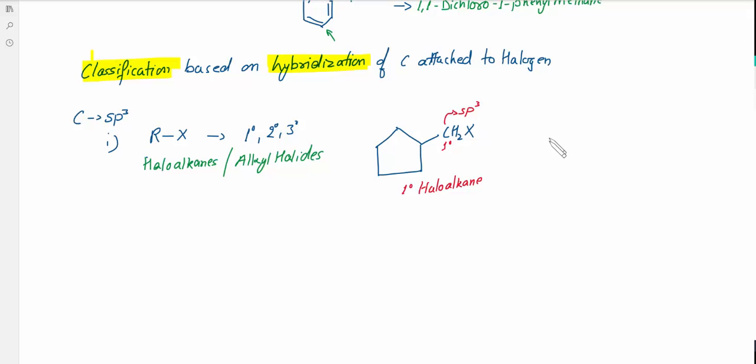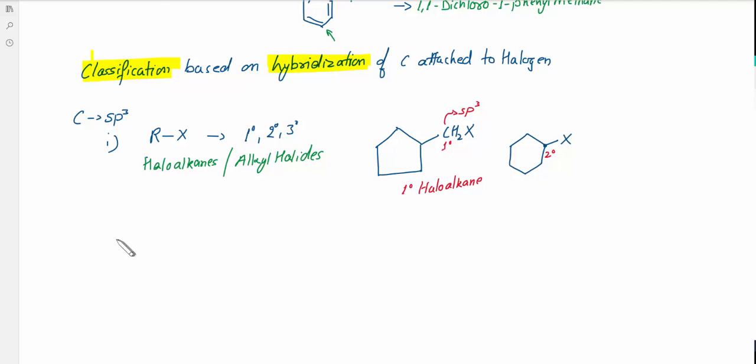Right, but suppose we have this, and this halogen is directly connected to this. So now the carbon which is connected here is connected to two different carbons. So now this is 2 degree and it is still sp3. So it is sp3 but 2 degree. Same way there can be sp3 but 3 degree as well. So all these are possible.